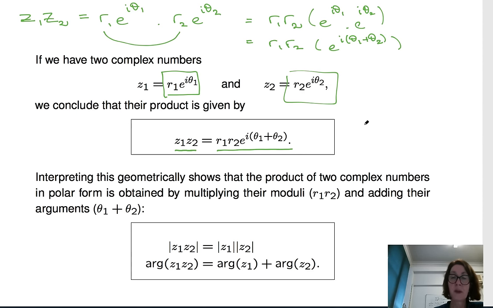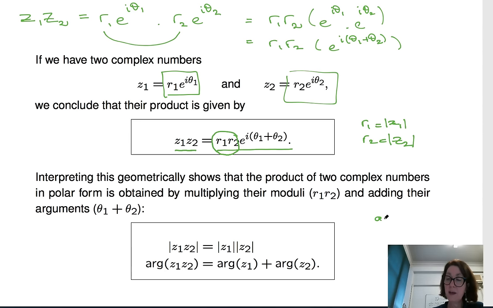So if R1 was equal to the modulus of Z1 and R2 is equal to the modulus of Z2, then multiplying the two complex numbers together, on the right hand side we can see that what we've done is we've multiplied the moduli of the two complex numbers together, so that the modulus of Z1 Z2 is equal to the modulus of Z1 times the modulus of Z2.